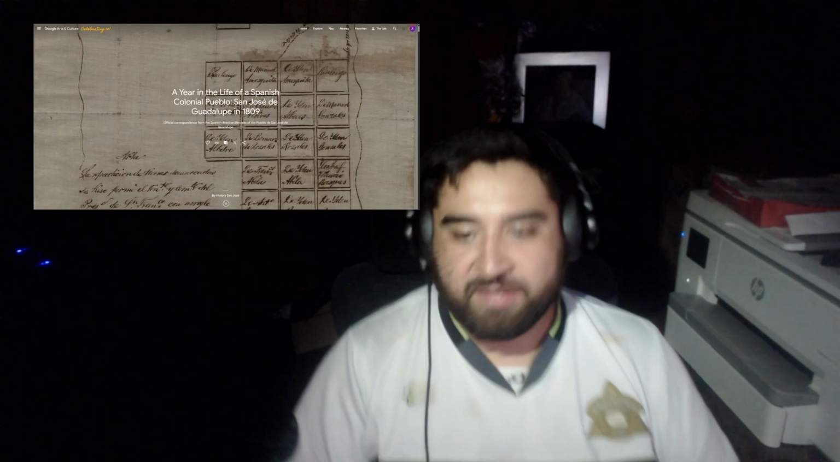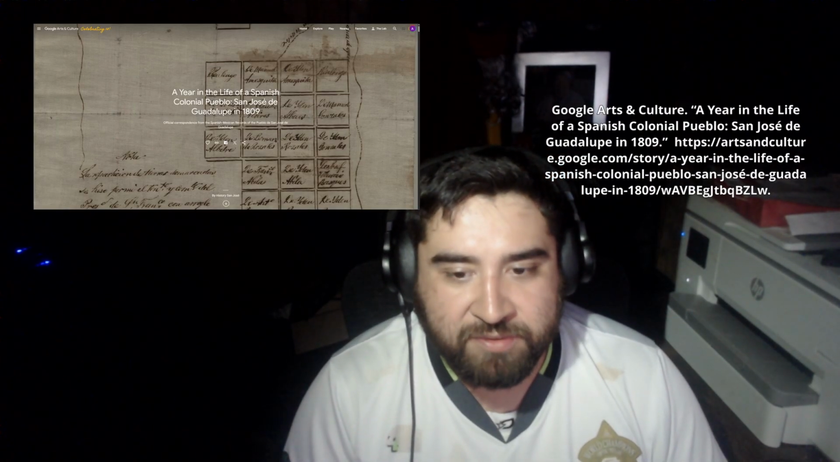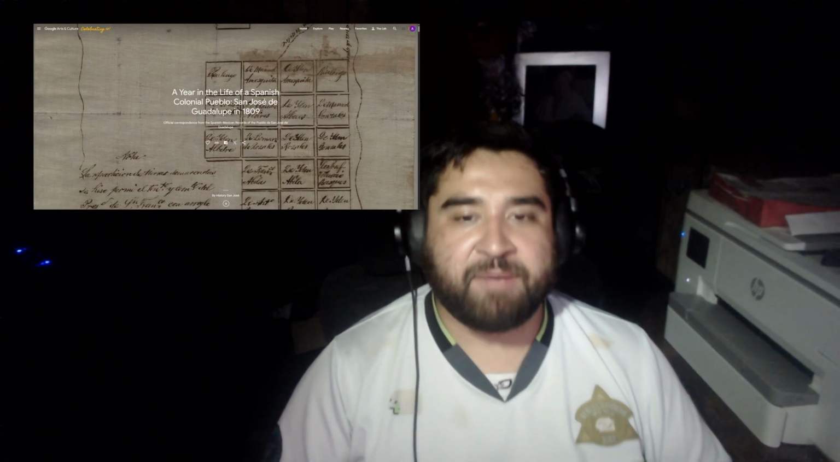But how do we know without trying to interpret this with other pieces? Well, let's go back a few pages, and you're left with this page, titled A Year in the Life of the Spanish Colonial Pueblo, San Jose de Guadalupe, in 1809. This page explains all about primary sources.